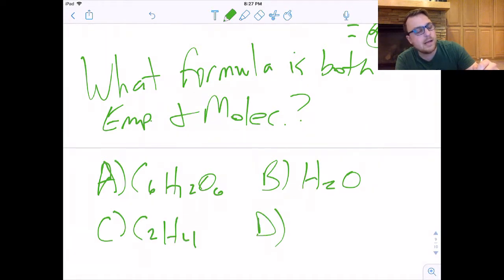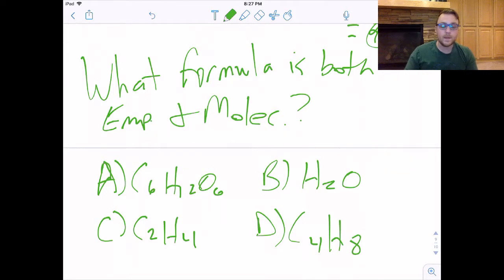The one that is both empirical and molecular is the one that you cannot reduce. So if you can reduce it, you don't have an empirical formula, which is therefore wrong. So I can reduce this because I can divide them all by 6. I can divide those all by 2. And I can divide those all by 4. That is a molecular formula for water, which is also an empirical formula because I can't reduce it.